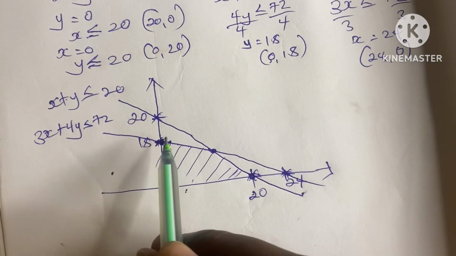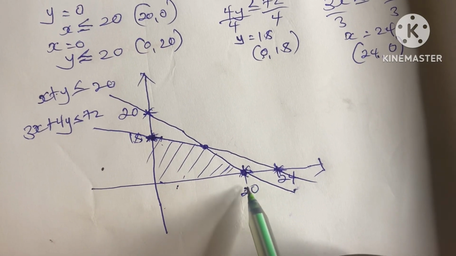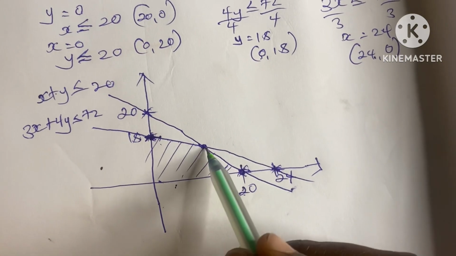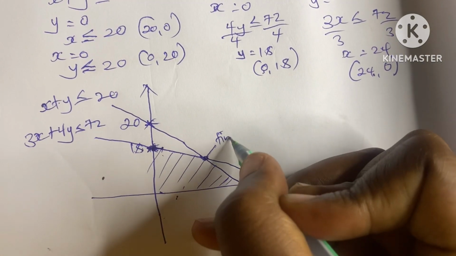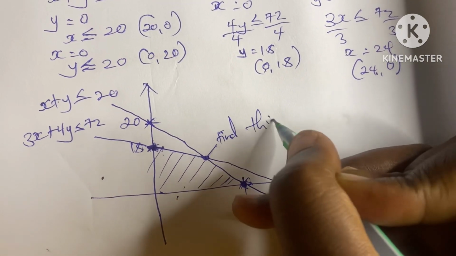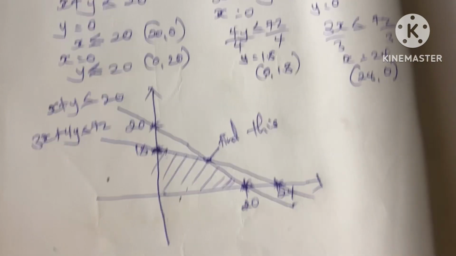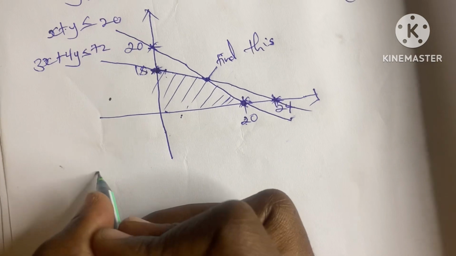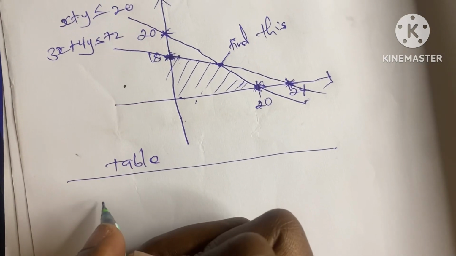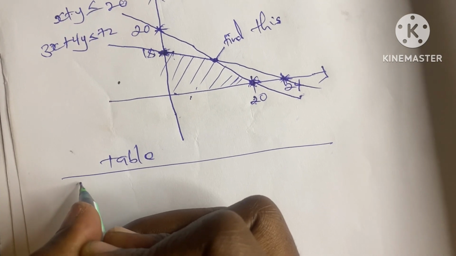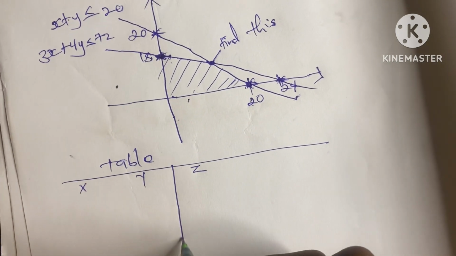For this one, it is 0 and 18. This is 0 and 20. Then this one, we do not have it. So we shall have to find this. You get? Yeah, so we draw a table. It's going to be like this. So we have x, y, and then z.